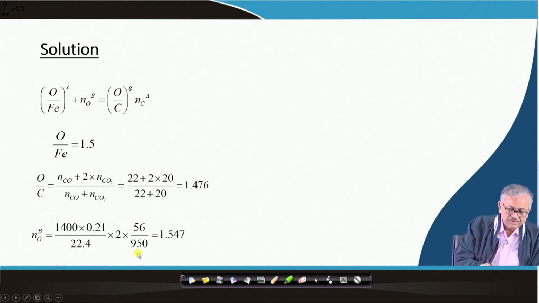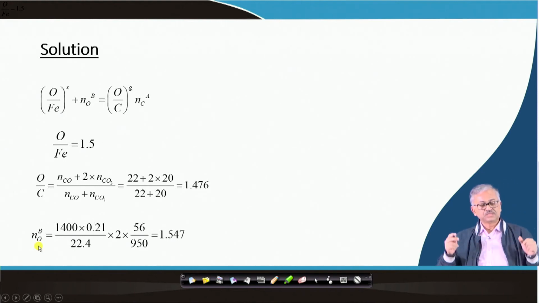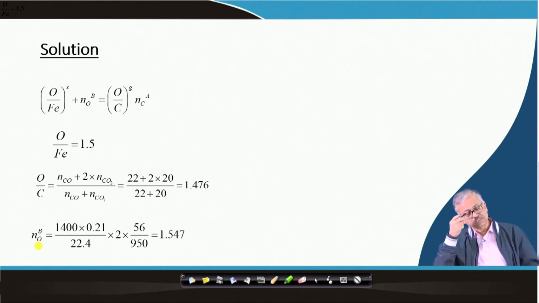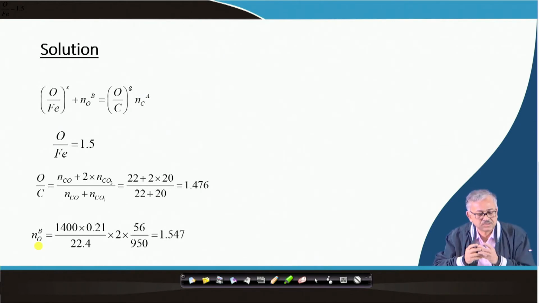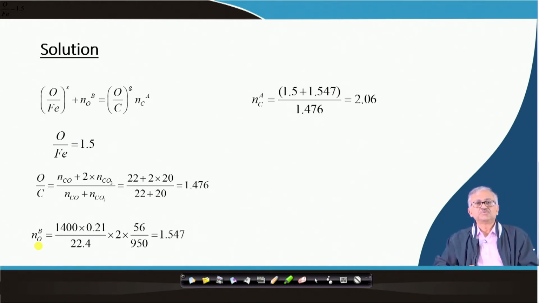So you have to divide by this, because this 1400 normal meter cube of blast volume is per ton of iron, and per ton of iron you have 950 by 56 kg moles. NOB is basically the gram atom of oxygen coming through the blast per gram atom of iron. So you have to divide by the total kg moles of iron present in the hot metal. So NOB will simply give you 1.547, right.